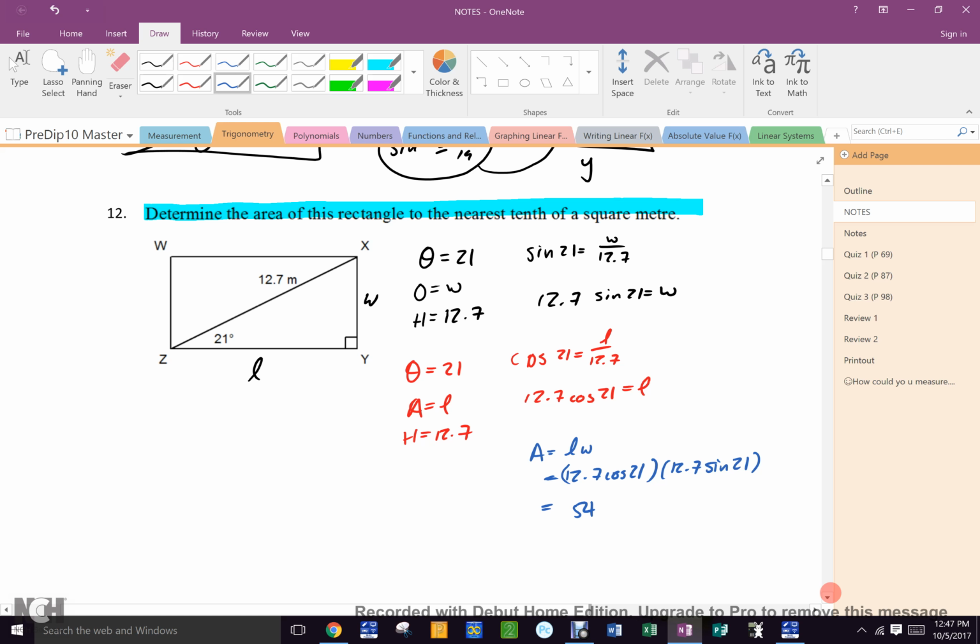How many people actually tried to do it all without touching their calculator? I actually did, but I didn't get very far. I got to the equation right, but I just can't do it on my calculator. You can't do this on your calculator? I don't know. I'm messing up so much.